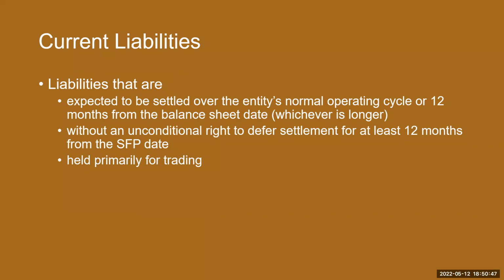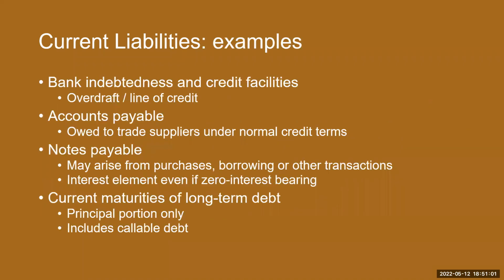Most of the current liabilities you're going to see will be the first type, the liabilities that are expected to be settled within the next 12 months or operating cycle, whichever is longer. Now, what are the examples? For most companies, if you have some kind of line of credit or overdraft facility with the bank, they'll show up as a current liability. Accounts payable, right? That's pretty common. You would have seen accounts payable in the past. That would be a current liability.